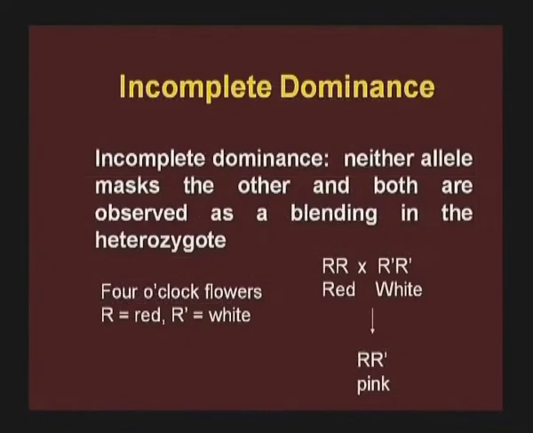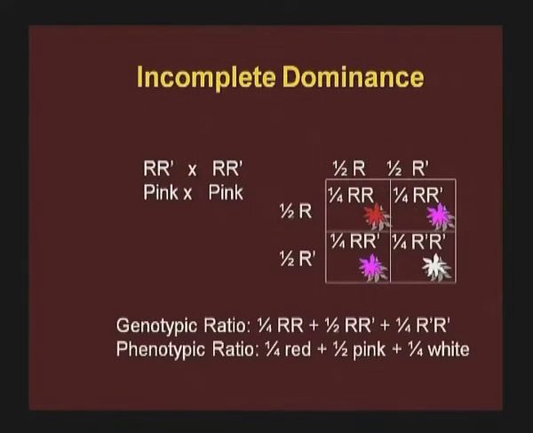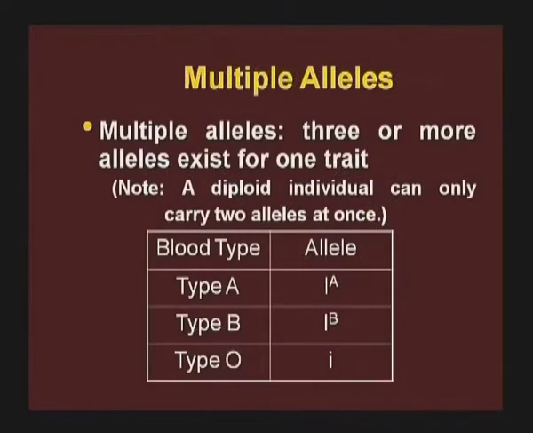Incomplete dominance is also an exception to Mendel's law, and it is also concerned with multiple allele interaction. In incomplete dominance, neither allele masks the other, and both are observed as a blending in the heterozygous. Here we see that in Mendelian genetics, the cross between white and red always led to the red type, but incomplete dominance shows the production of pink genotypes.